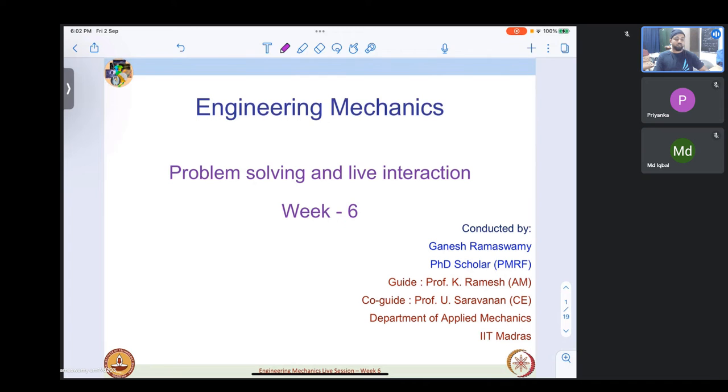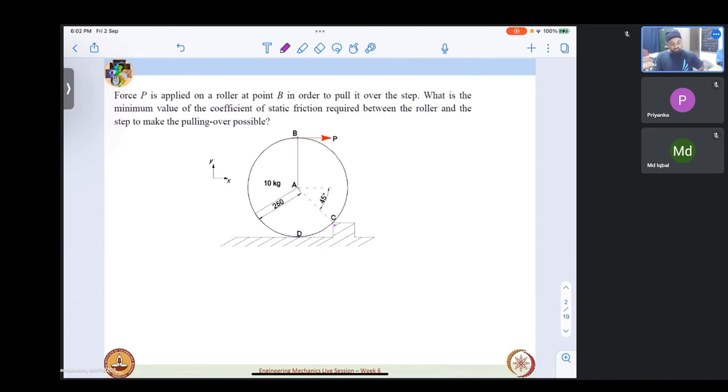Okay, I take it that there are no questions from the previous weeks, that is, up to virtual work that we have discussed. So today we will be discussing the topic for week 6, which is friction. So let us start with the first problem.